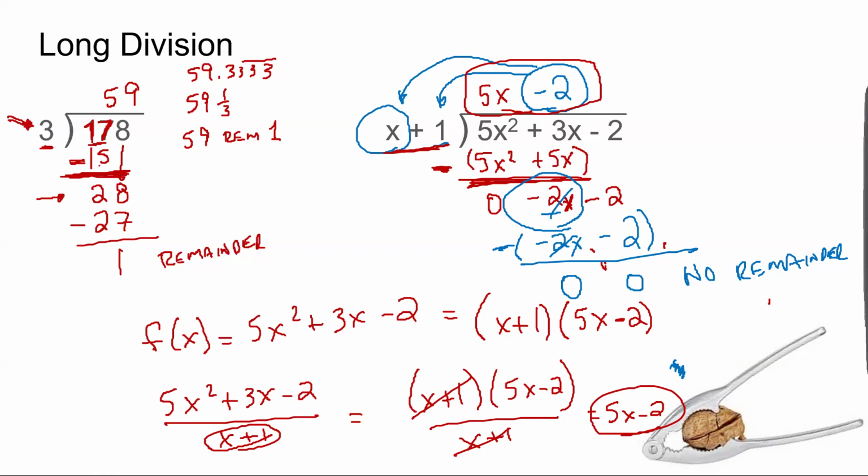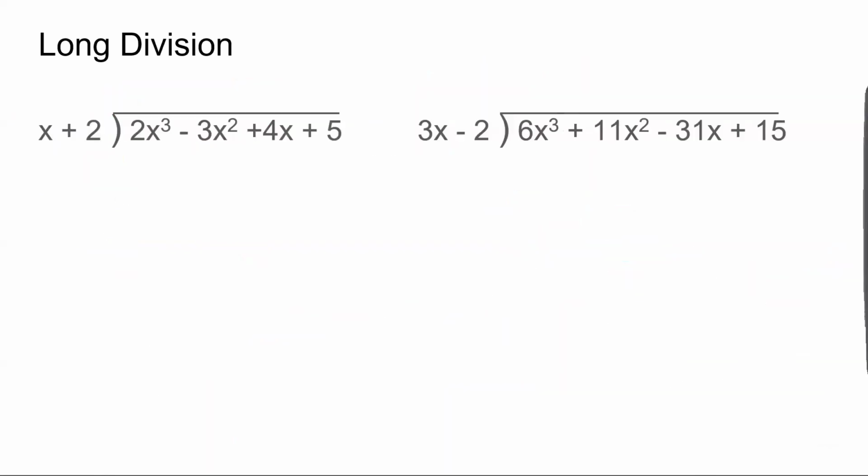Here's a couple more. I've got this one on the left right here, and I'll kind of run through the steps. If you have questions about these, we can do more in class and everything. But again, you're taking this first term and you're saying, I need something up top that multiplied by the x will give me 2x cubed. So that would be a 2x squared. And I multiply it back. 2x squared times x would be 2x cubed. 2x squared times 2 would be a 4x squared.